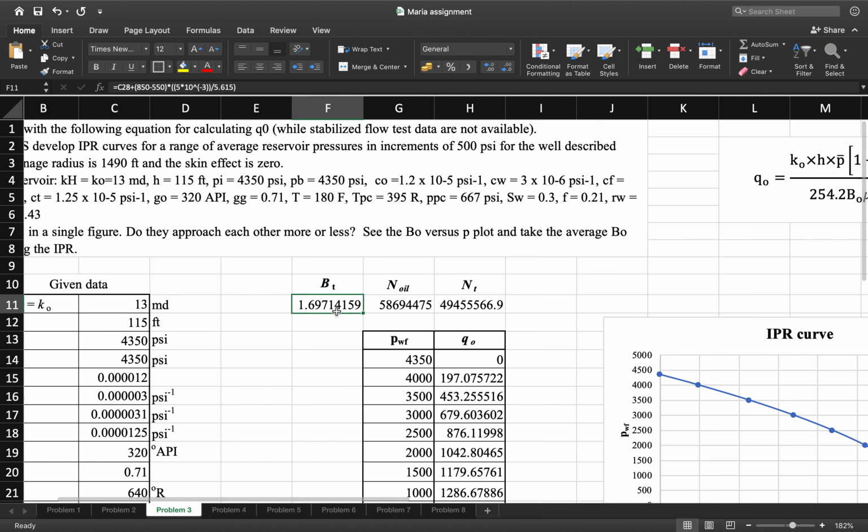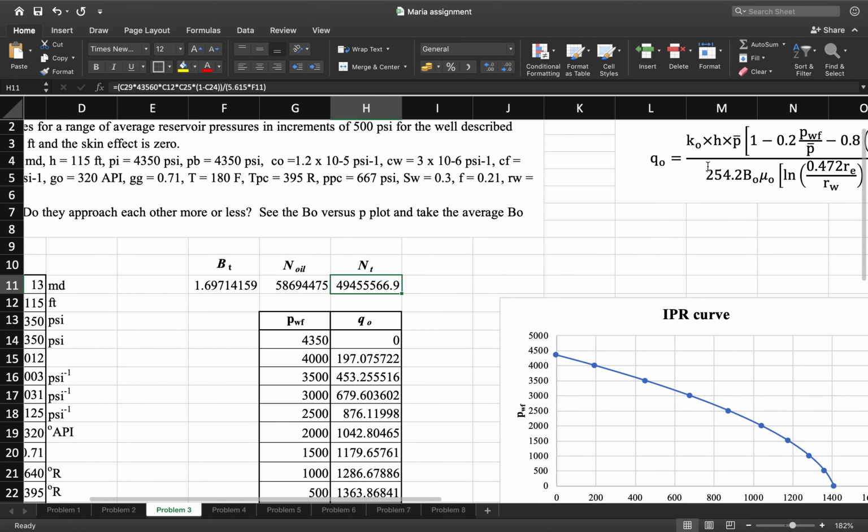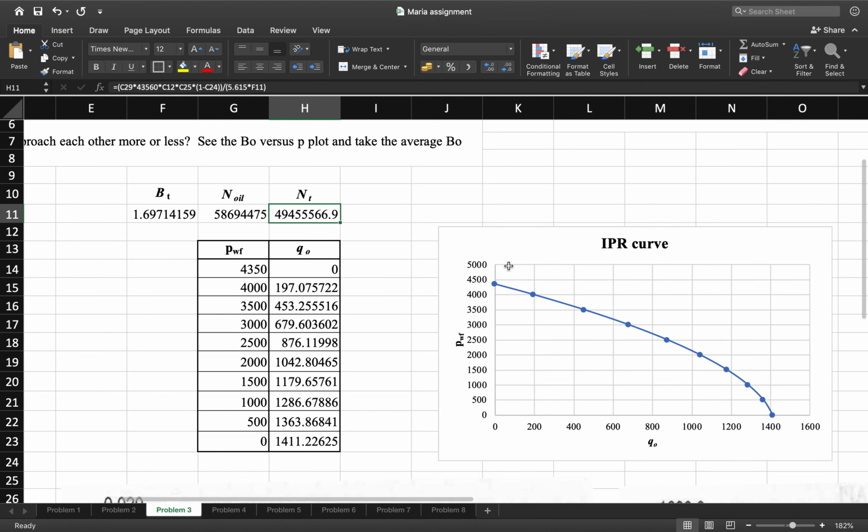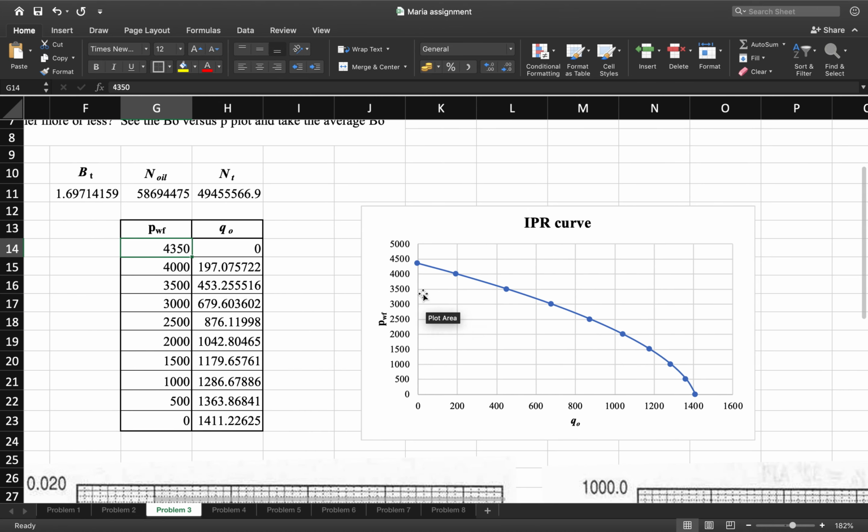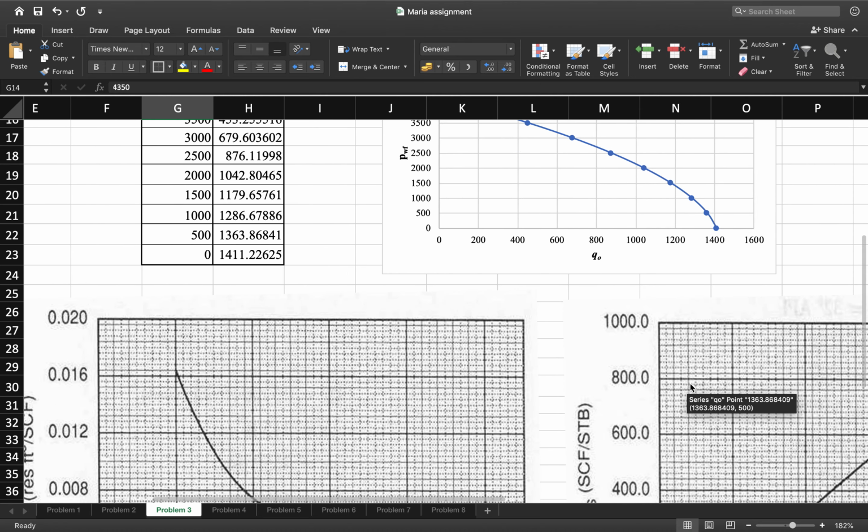And one more thing, I want to calculate the Bt, the Rs, and the skin factor. Regarding the input parameters, when I substitute them into this formula, I will have the table here with the bottom hole pressure decreasing from 4,350 psi to 0, with a step of 500 psi. As you can see here, the IPR curve is decreasing.